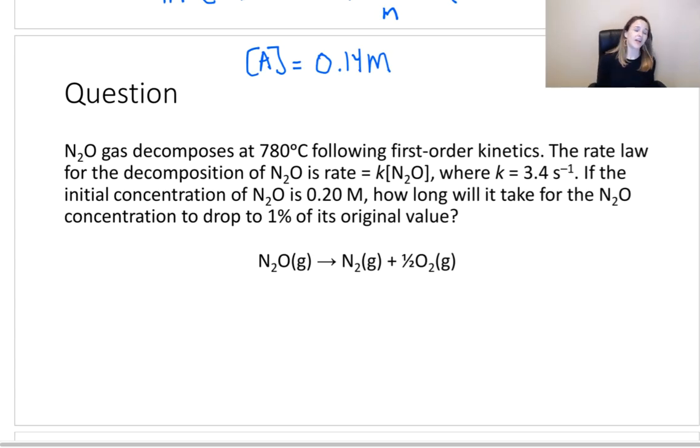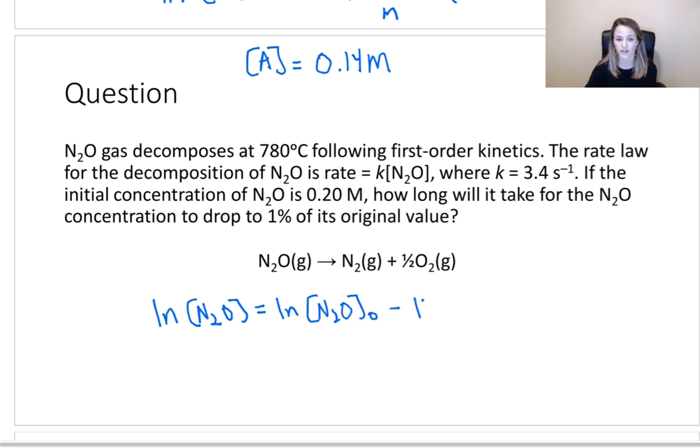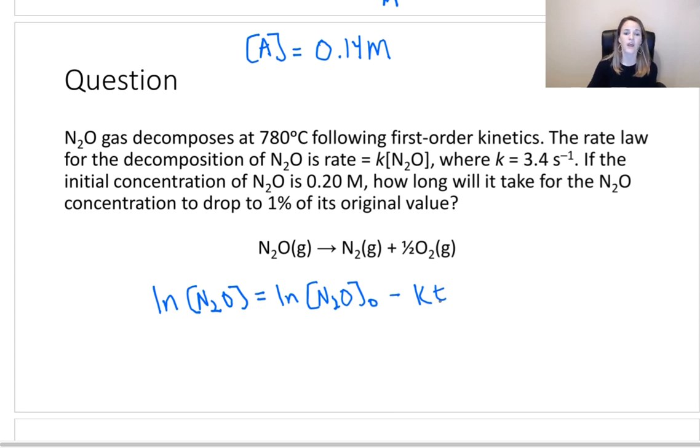We have first order kinetics, so again we have to use the first order integrated rate law. We start by saying the natural log of the concentration of N2O is equal to the natural log of the original concentration of N2O, minus kt. Same equation we've been using. Now we plug in our information. The initial concentration is 0.2, so that goes right here in the natural log. We then subtract our rate constant, which is 3.4 inverse seconds, multiplied by t, our time, which is what we're looking for.